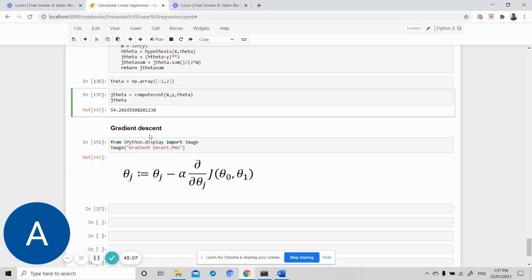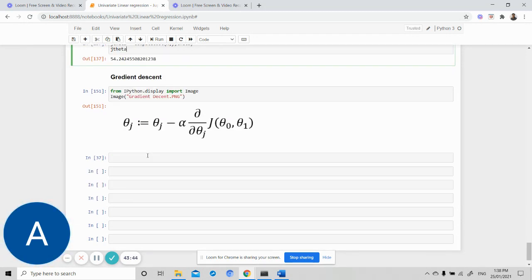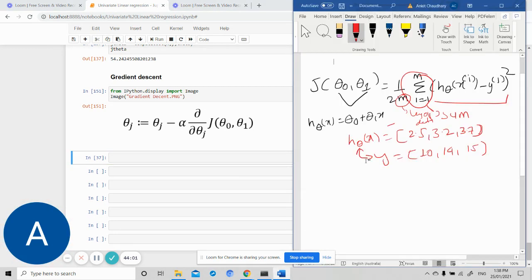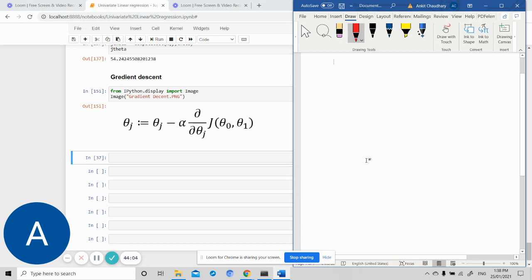Now what is gradient descent? Gradient descent is finding the y. That's what gradient descent is. So how we need to implement this equation, and if we implement this equation, we will get the optimal value of theta where we have minimum error. So what does this equation mean, write it down. Theta j equals theta j minus alpha delta theta j of J of theta naught comma theta 1.